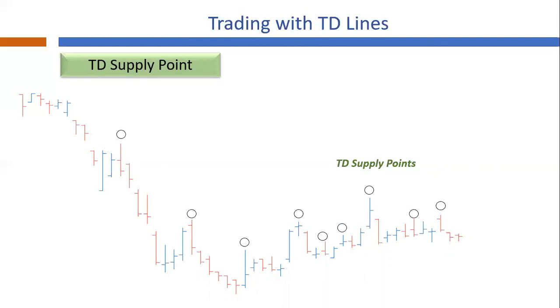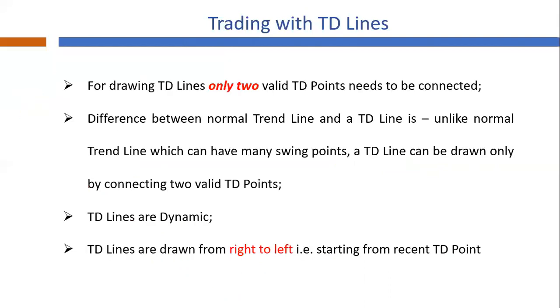Once TD demand points or TD supply points are identified, the next step is to draw TD lines. For drawing TD lines, only two valid TD points are to be connected. So unlike a normal trend line, which can be drawn by joining many swing high or swing low points, a TD line can be drawn by connecting only two TD points. Further, TD lines are dynamic and are adjusted in time as the market develops and new data is printed on the chart.